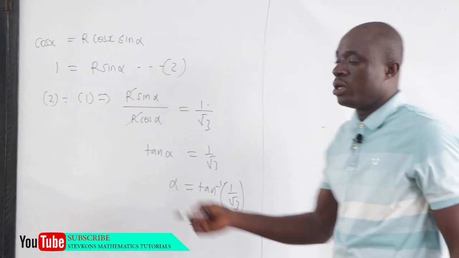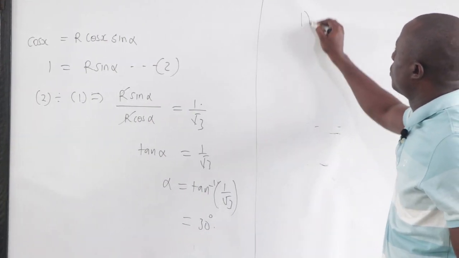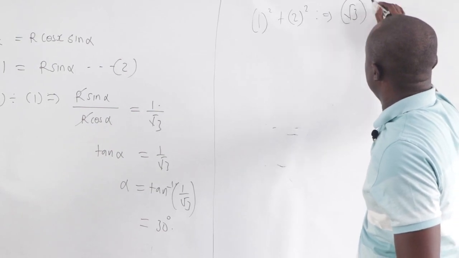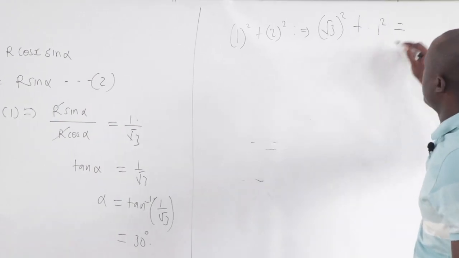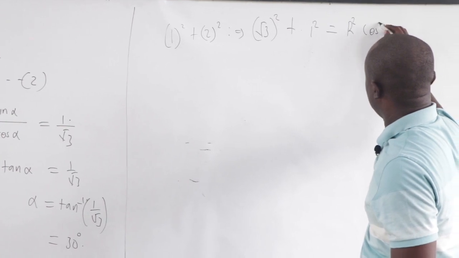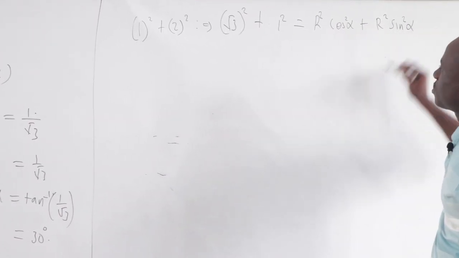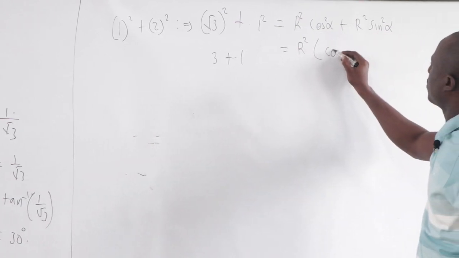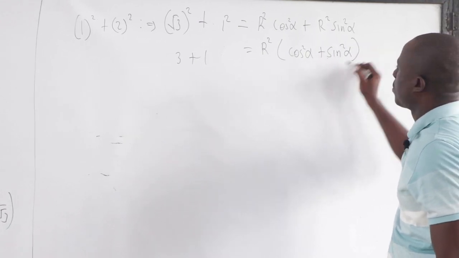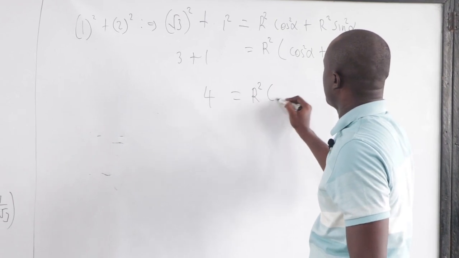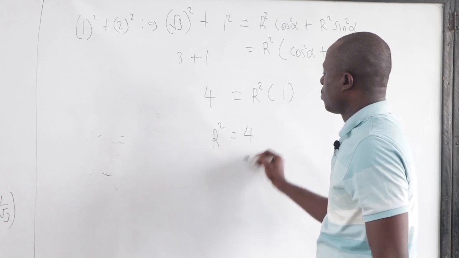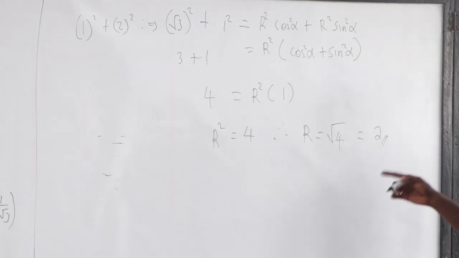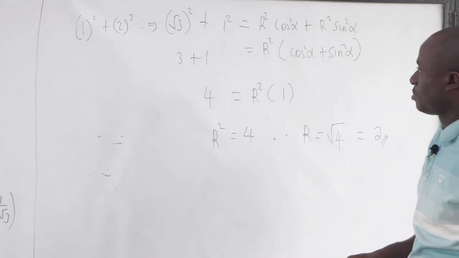We have to find our r. What do we do? We square equation 1 and then add it to equation 2. So 1 squared plus 2 squared. Now 1 squared, we have root 3 squared, and 2 squared is 1 squared. The first one is r square cos square alpha plus r square sine square alpha. What do you have here? 3 plus 1 equals r square (cos square alpha plus sine square alpha). Now what do you have here? 4 equal to r square, because we have 1. So you have r square equal to 4. Therefore r equal to square root of 4, and this is plus or minus 2. But because it should be greater than 0, our r is 2.